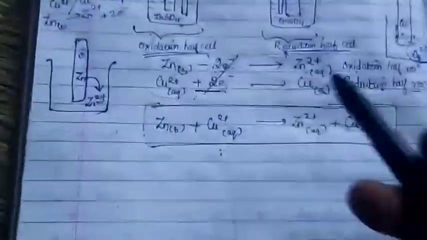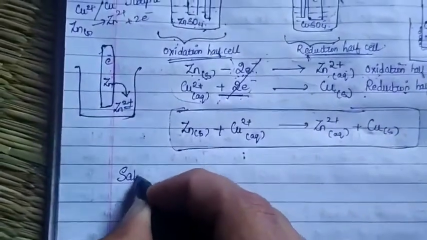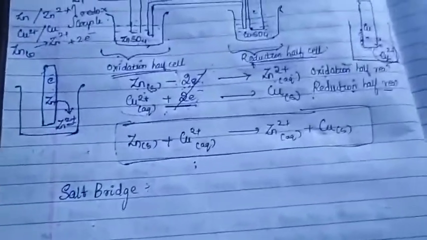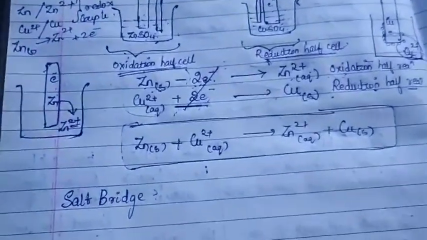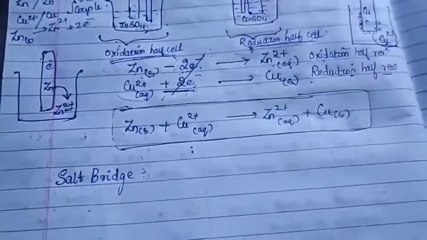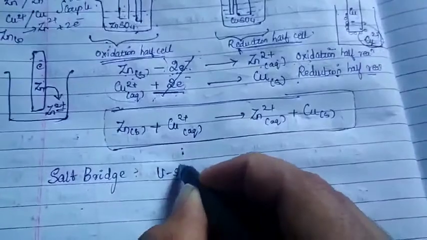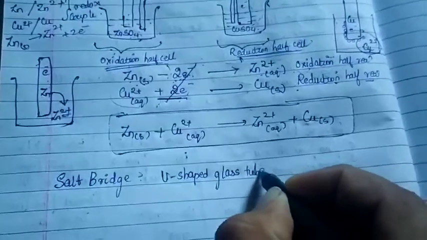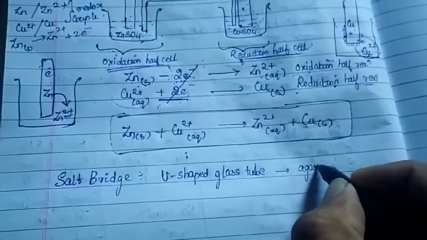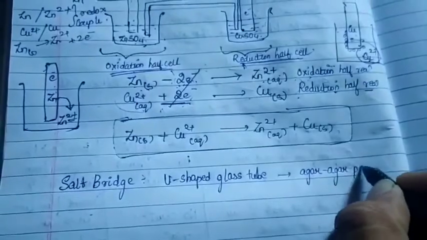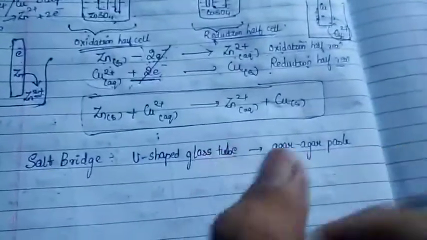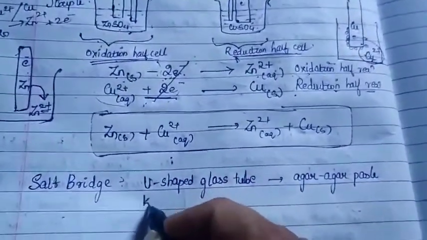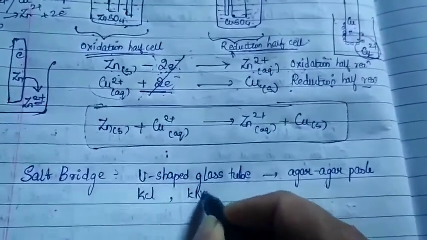So the next important concept we are going to move to is the salt bridge. First of all, you have to understand what a salt bridge is. Basically, a salt bridge is a U-shaped glass tube. Majorly it will contain a protein, that is, agar-agar paste. It's actually a protein. And along with that protein, you will have certain salts. That salt could be KCl. It could be potassium nitrate, KNO3.